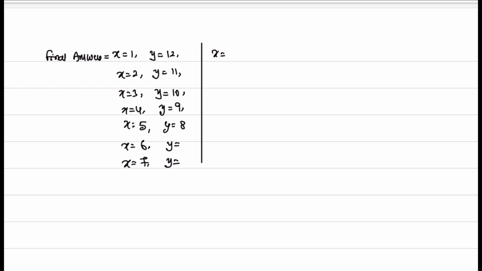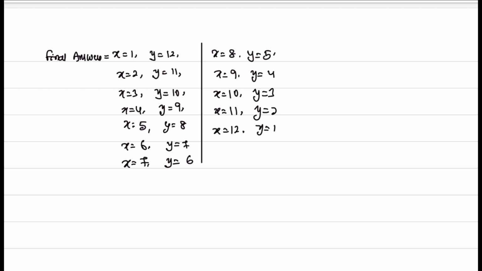X is equal to 5, y is equal to 8, x is equal to 6, y is equal to 7, x is equal to 7, y is equal to 6, then x is equal to 8, y is equal to 5, x is equal to 9, y is equal to 4, x is equal to 10, y is equal to 3, x is equal to 11, y is equal to 2, x is equal to 12, y is equal to 1. And these are the final values, the final answers, x and y we got.